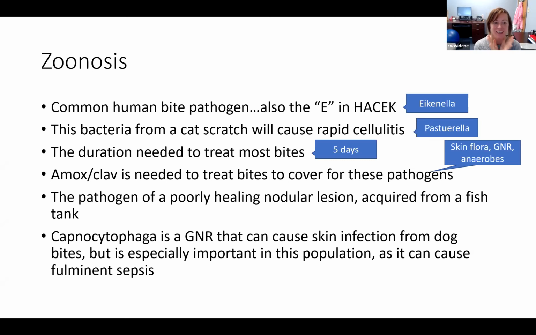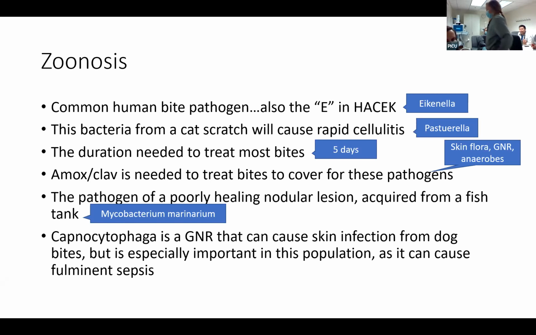Okay, this one is fun. It's not on your Spectrum app. The pathogen of a poorly healing nodular lesion that you would get from a fish tank. Mycobacterium marinum. Yeah, awesome. So anytime you've got this nodular lesion, usually on your hand or your forearm because you're in the fish tank, and it's not healing up, think about Mycobacterium marinum.